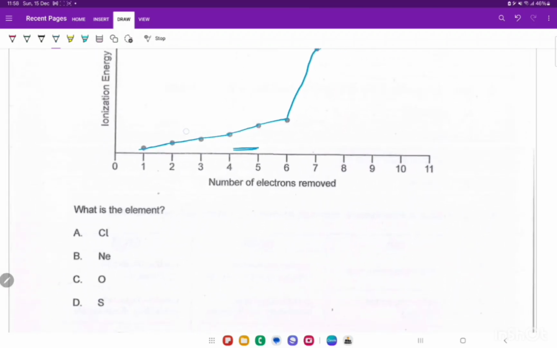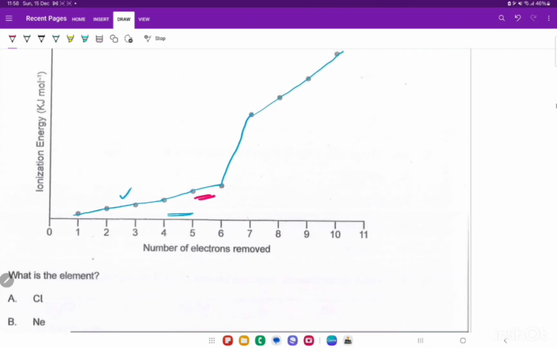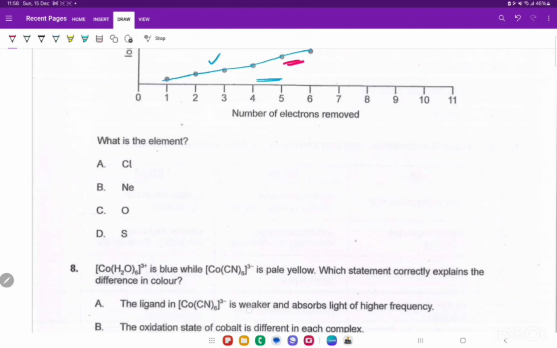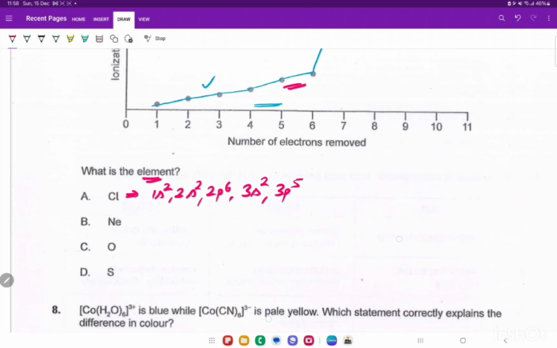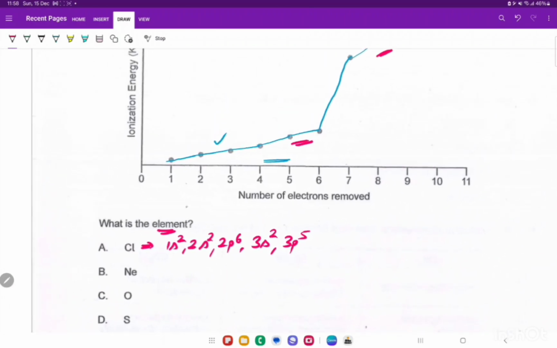It means these 4 electrons could be in the same subshell, these 2 in another subshell, and then the next 4 in the other shell. The shell is changing here. So what is the element we have to find out? Chlorine. Chlorine configuration is 1s2, 2s2, 2p6, 3s2 and 3p5. So we can see there are 7 electrons in the same shell, but I have 6 electrons in the same shell, therefore it is not possible.